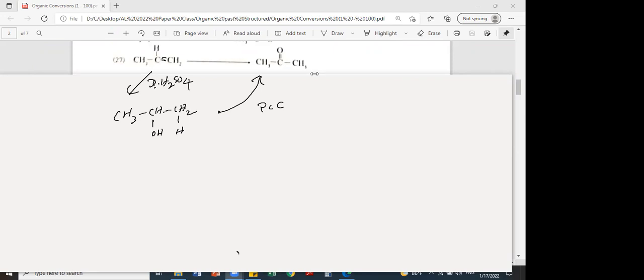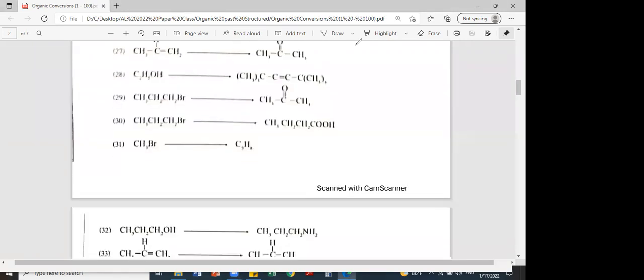Tamasha gave acidified KMnO4. Either PCC or any oxidizing agent can be used. Acidified KMnO4 also can be accepted, or else you can even use acidified K2Cr2O7. Okay. Right. Then, number 28.